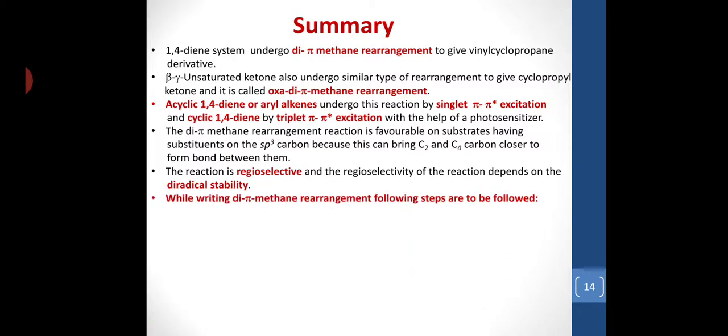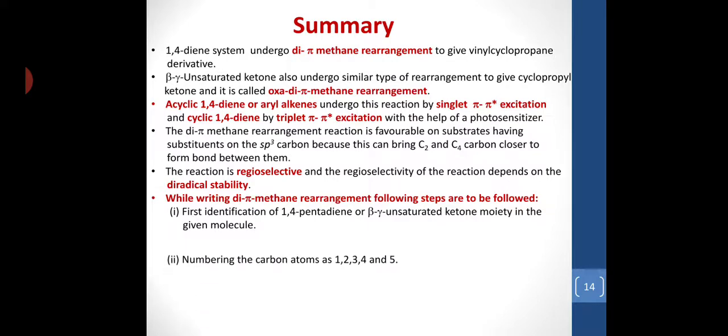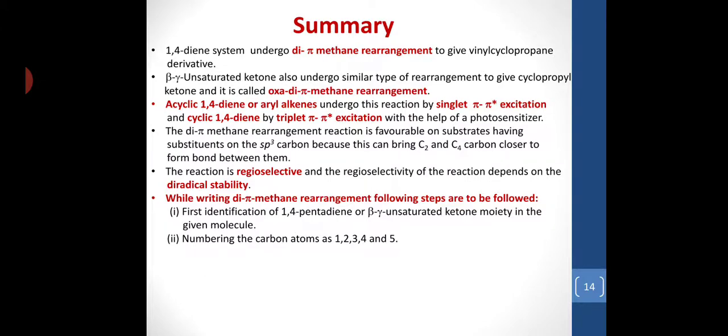While writing di-pi-methane rearrangement, you have to keep some steps in your mind. The first step is identify the 1,4-pentadiene or beta-gamma unsaturated ketone moiety. Second step is number them as 1, 2, 3, 4, 5. Third step, form 1,5-diradical with the formation of C2-C4 bond.